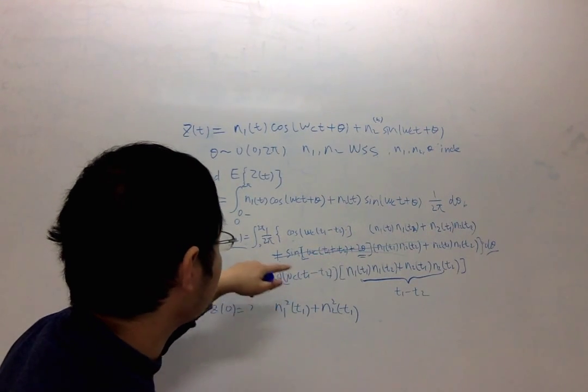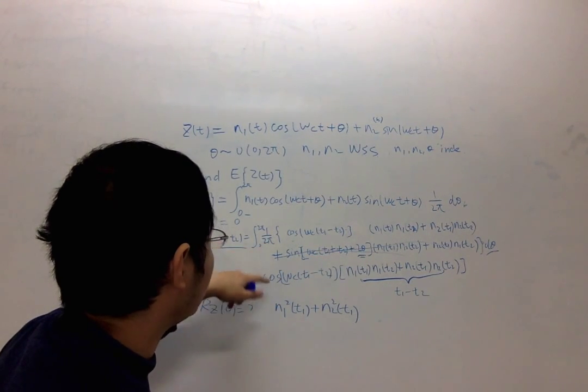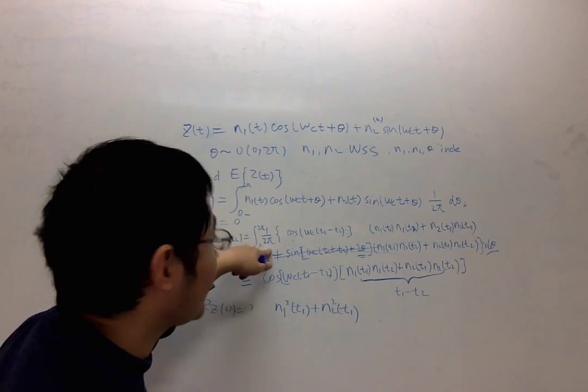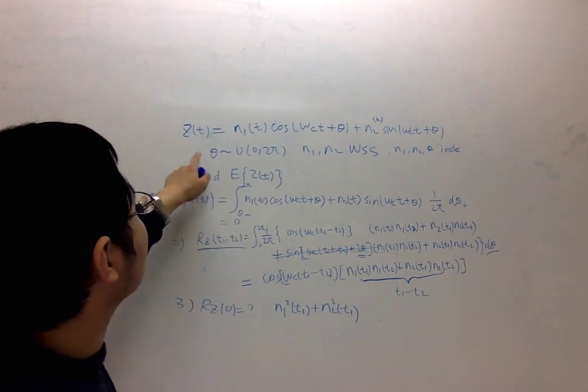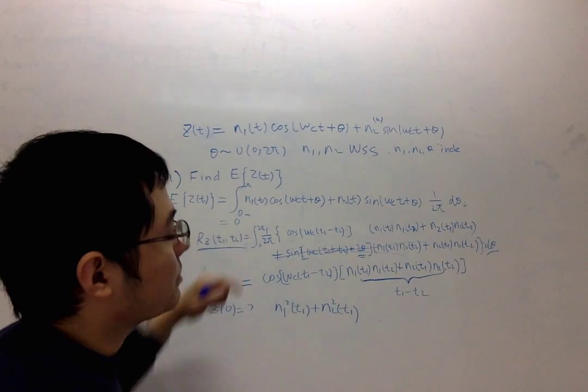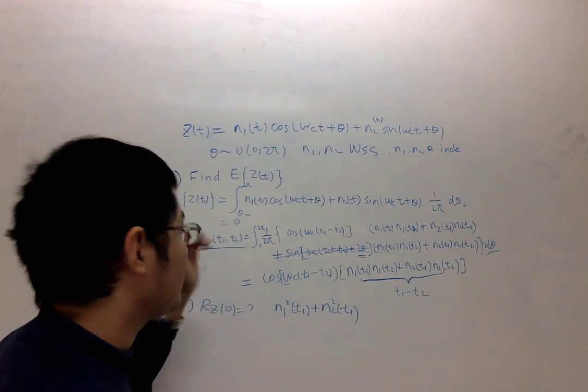We just keep it and simply multiply by 2 pi and divide by 2 pi, because theta has the uniform distribution. So we could do that.